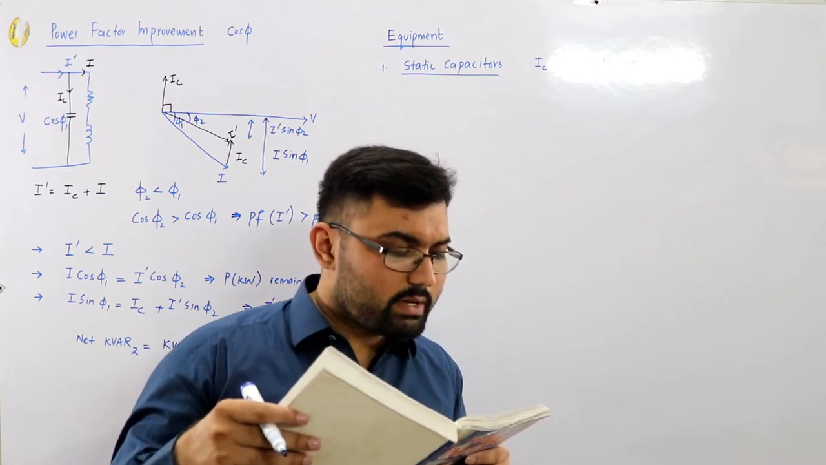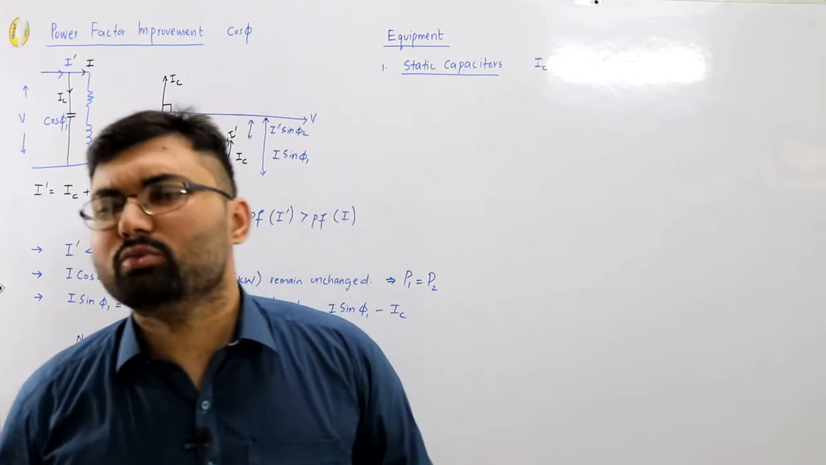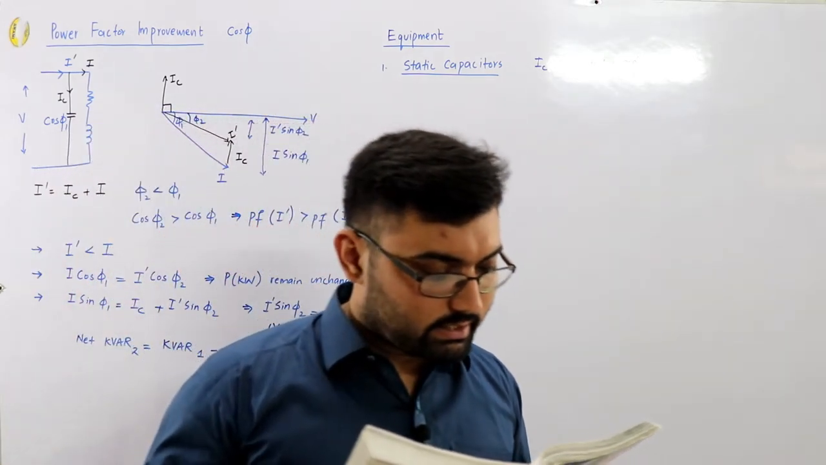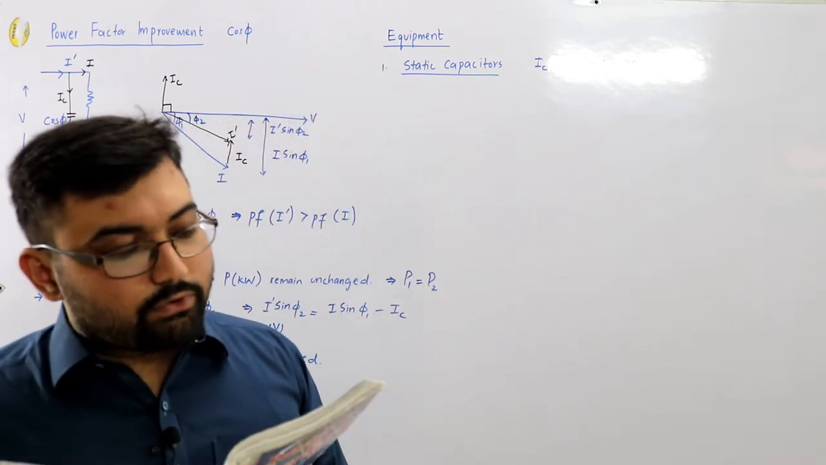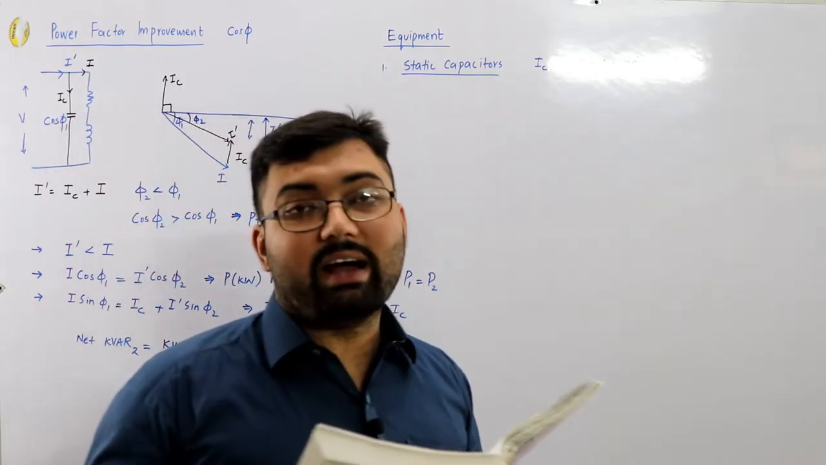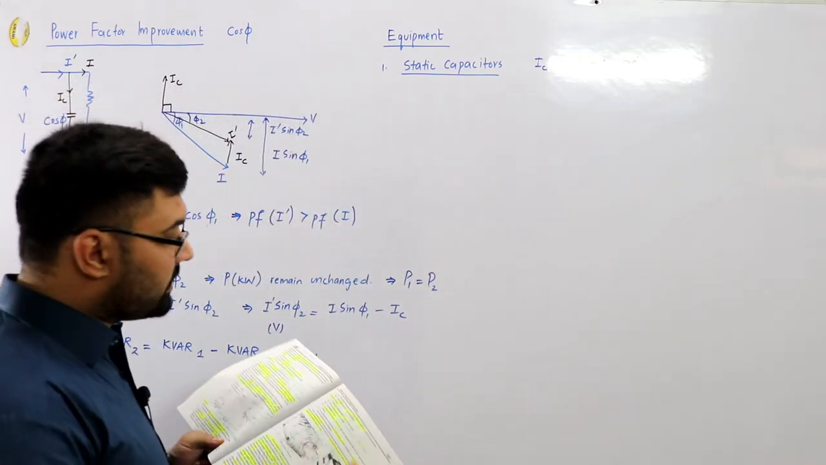For three phase, it may be connected in delta or in star connection, mostly in delta connections. Static capacitors are invariably used for power factor improvement in factories. Now it has some advantages, and it has some disadvantages as well.